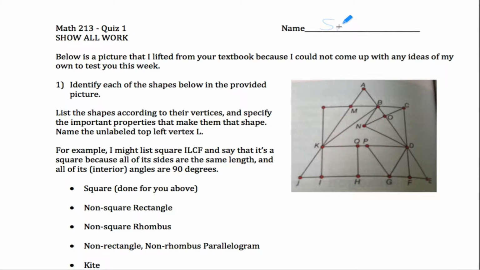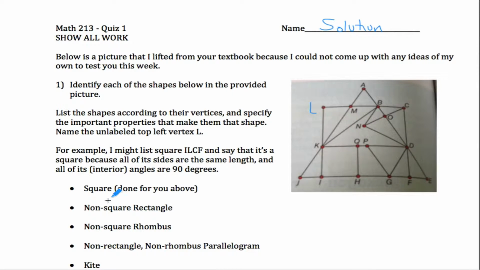All right, here are solutions for our first quiz from Math 213. You're given this mess, which I just got out of your book, and told to identify each of the shapes below. For some reason, this vertex here isn't labeled. I don't know why. So I told you to call it L.